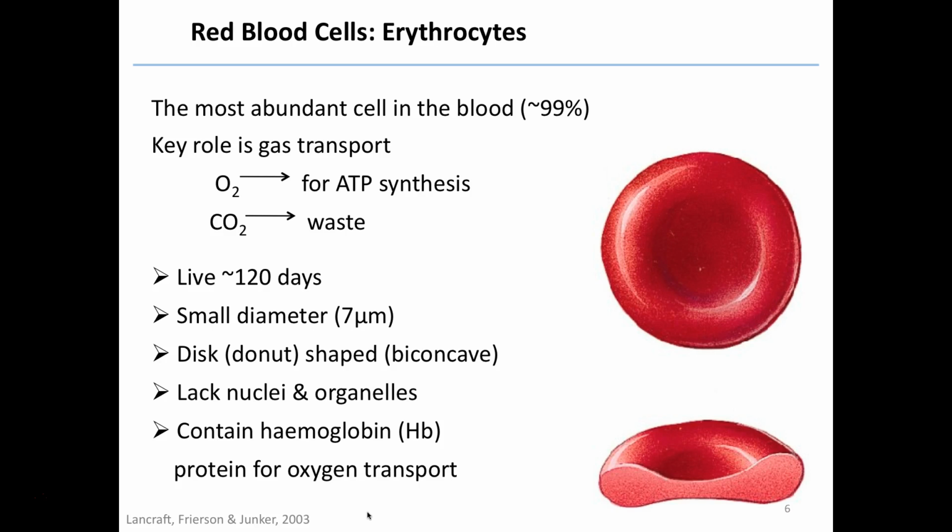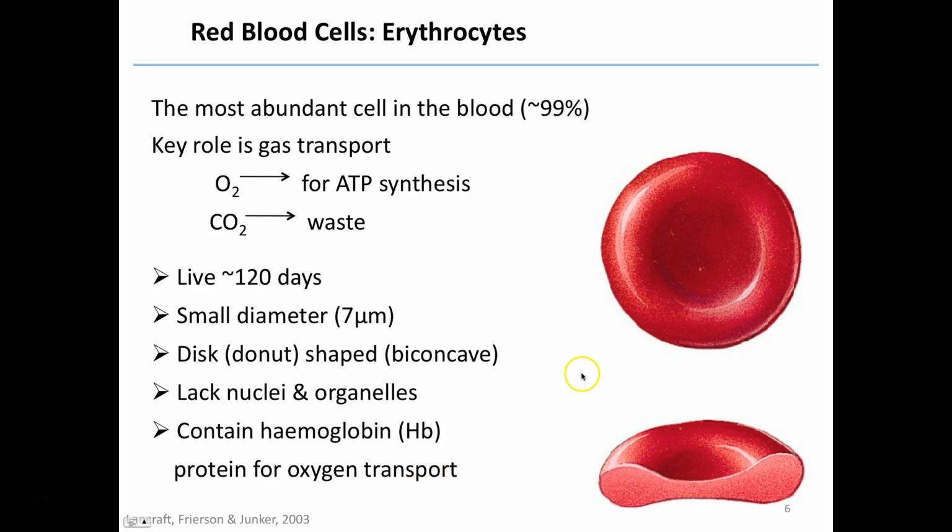The erythrocytes live for approximately 120 days. They're very small, approximately 7 microns, and they have what we call a donut or biconcave shaped disc. So if we look at this upper image, from one side to the other is 7 microns, but in the cross section you can see it's got this biconcave shape about it. And this is important, because this biconcave shape actually increases the surface area to allow for more oxygen attachment.